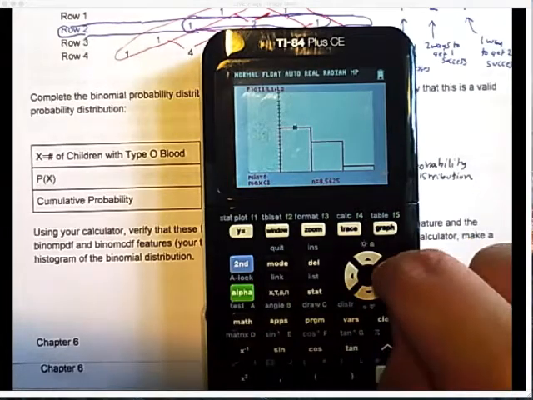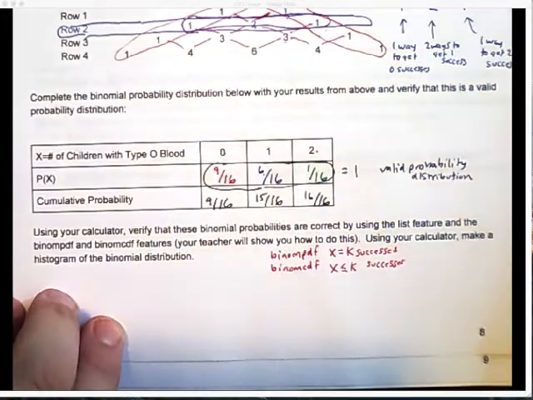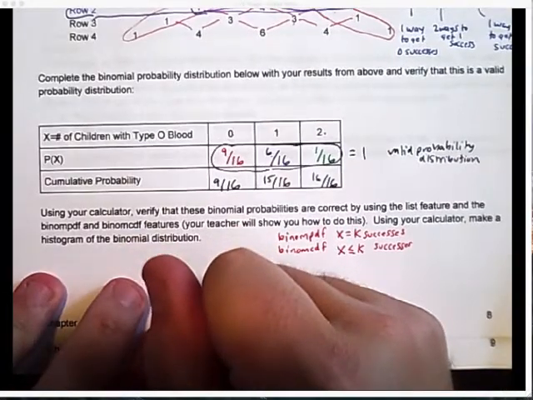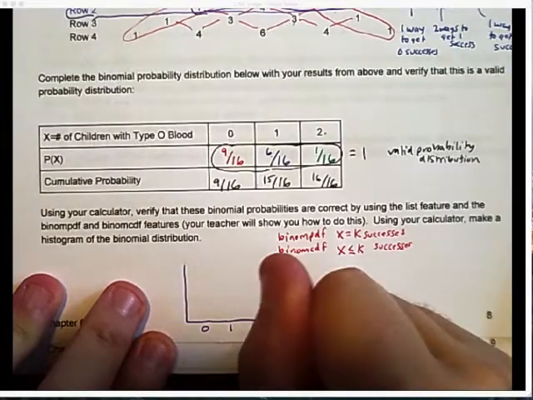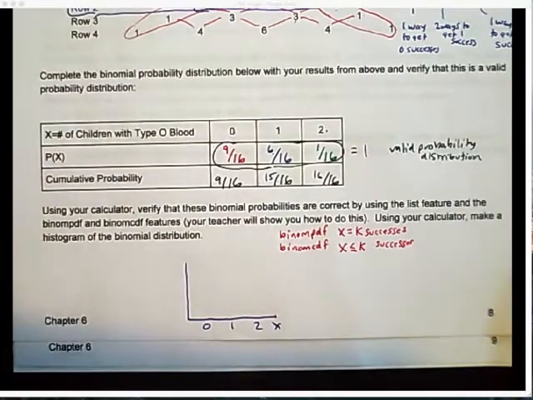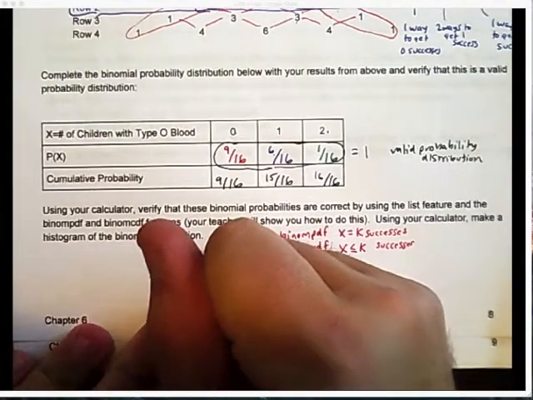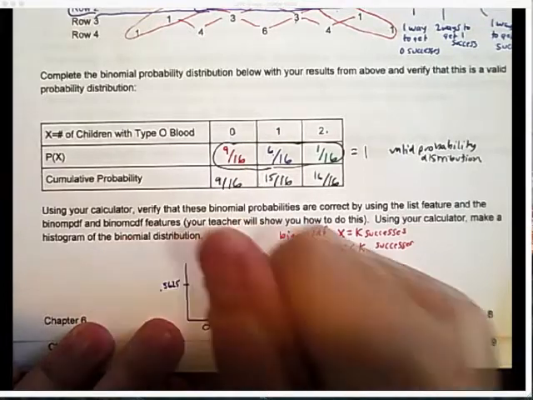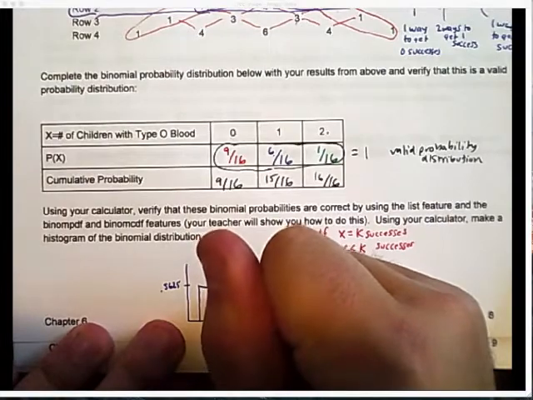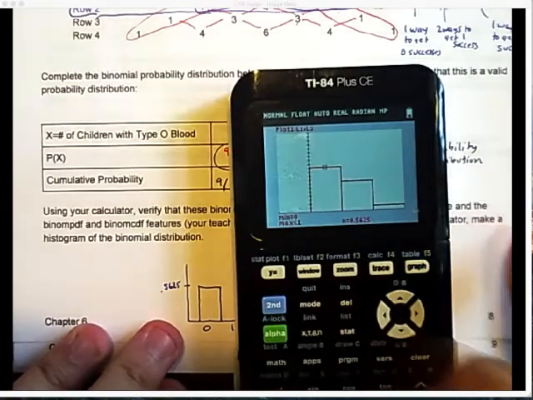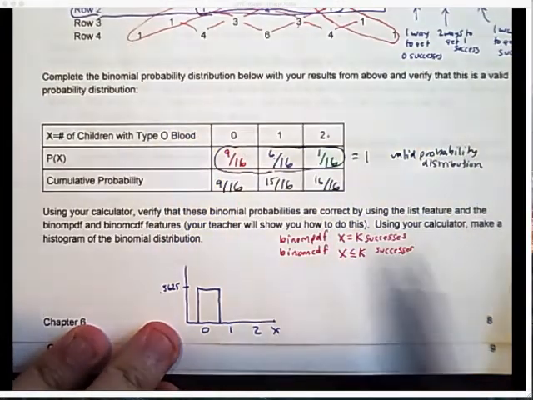If I hit trace, there's my probability distribution. So let's copy that over. All right, so if x is 0, 1, or 2, this number was 0.5625. Of course, you would want to scale it appropriately. Okay, so if I'm just looking at my histogram, it tells me there's 0.5625, 0.375.